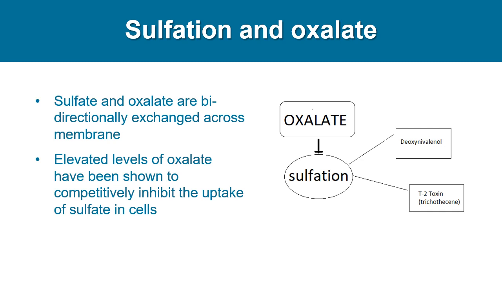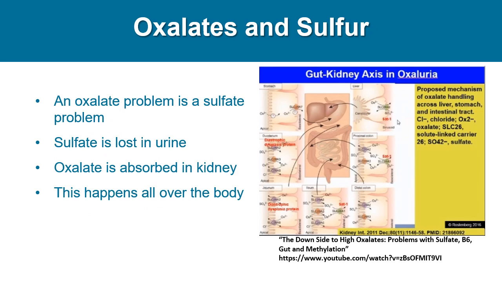Now, again, everything we think about that needs to be sulfated, such as benzenes or acetaminophen, certain mycotoxins as well, catecholamines, androgens, estrogens, thyroid hormones, bile acids. There's a tremendous list of both endogenous and exogenous compounds. And now you can see what can happen when oxalates are high. When we have a problem with oxalate, we have a problem with sulfate, period. They use the same transporter.